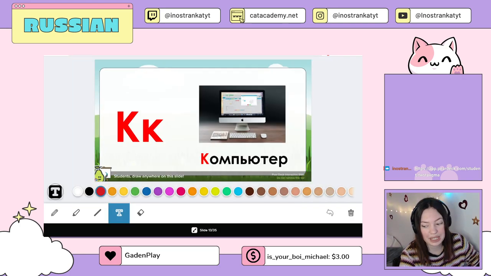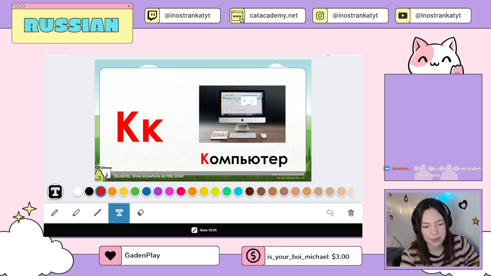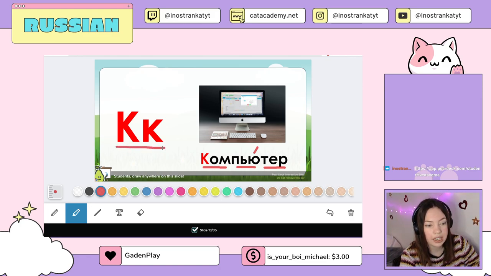Okay, next is pretty easy. We just see the letter, the bukva that we already know, and a picture that we know. The only difference maybe is the spelling of this word with Russian letters. So it is computer. The stress is on the third syllable, and the sound of this bukva is the same as in English. K, k, k. Letter ka. Computer.